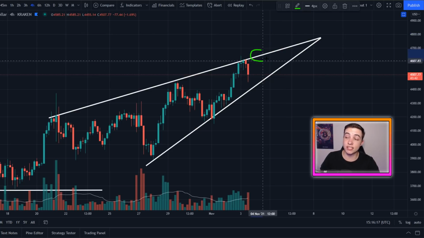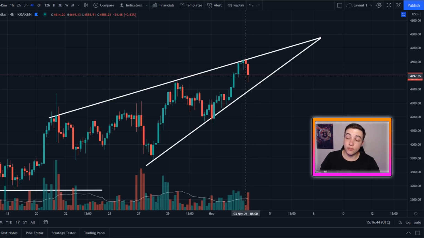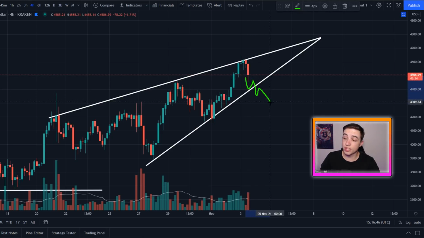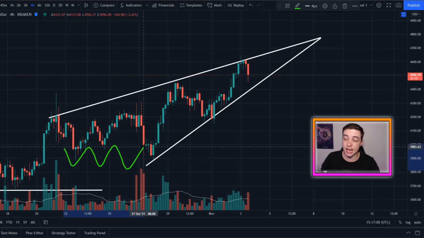And right now, the resistance for this pattern is coming in at around 4,650, right in the middle of that range of resistance that we were just talking about. And the support for this rising wedge pattern is coming in at around 4,430 approximately. And so if we see a confirmed break below this line of support, then the technical price target is towards the bottom of the wedge, which is right now coming in at just below 4,000 US dollars. And by the way, we've got huge amounts of support at that range just there.